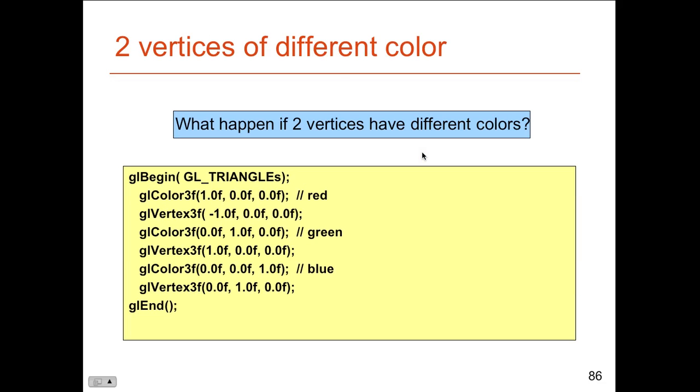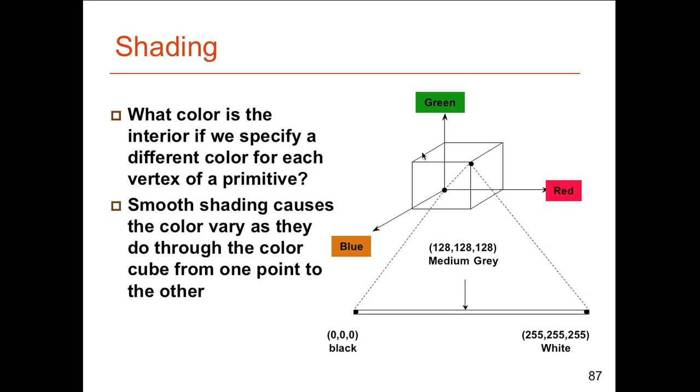So, two vertices of different color, blending colors. What happens if two vertices have different colors? Well, they're going to mix, or one's going to overwrite the other depending upon how the rendering is done. Shading, the concept of shading, picking a shading point. So what color is the interior? We specify different colors for each of the vertices in the primitive. Well, it depends on which one's going to be brought up first or second. The second one's going to overwrite the first one usually.